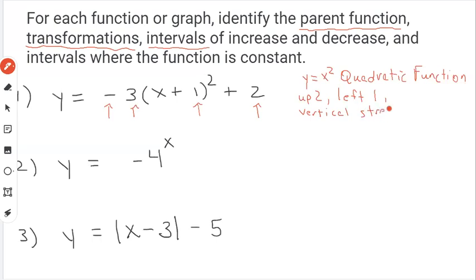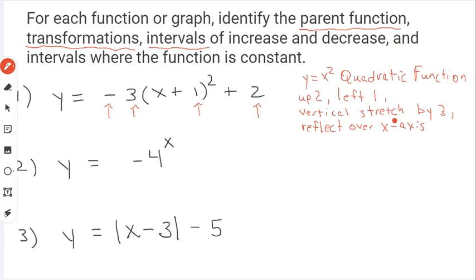A vertical stretch by a factor of 3. And the negative on the outside is going to give you that reflection over the x-axis. So we can say that the function is being reflected over the x-axis.